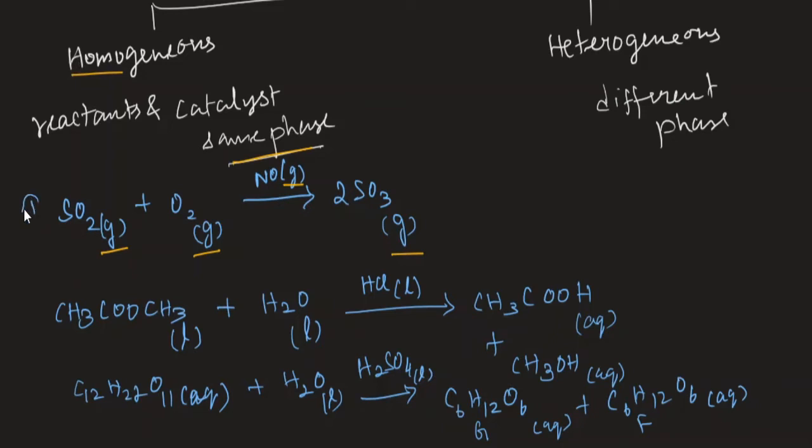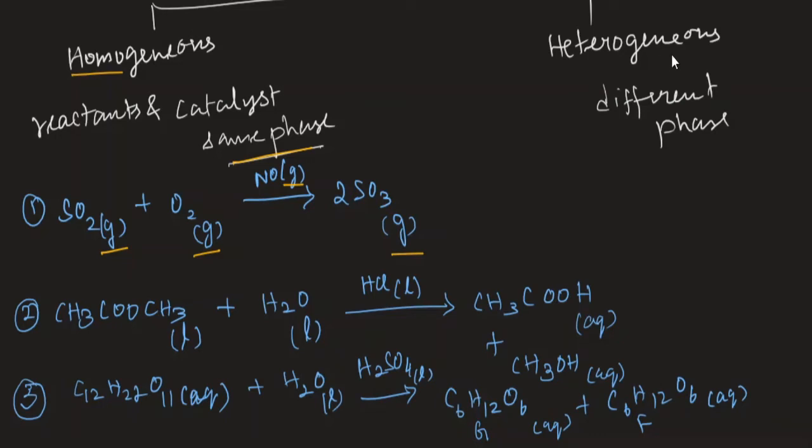So we have discussed point number 1, sulfur trioxide formation. Point number 2, a very good example for homogeneous catalysis, is acid catalyzed hydrolysis of ester. And third is the sugar hydrolysis, hydrolysis of sugar into glucose and fructose. It may appear both of them have the same formula, but this is aldohexose, this is ketohexose. Okay, right.